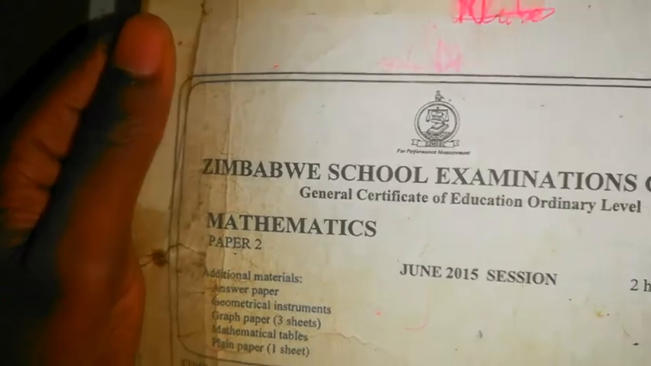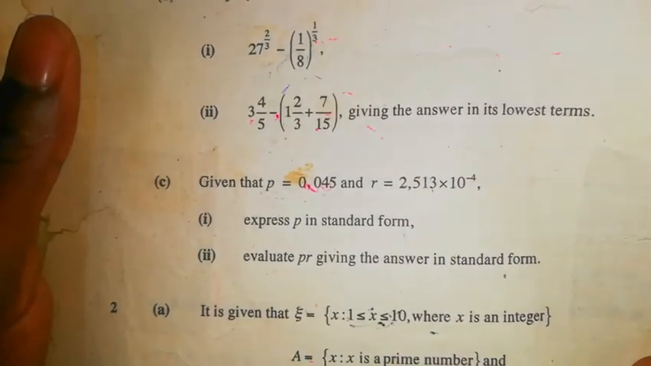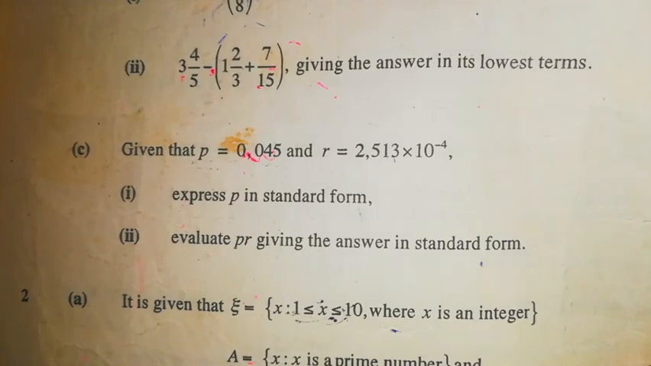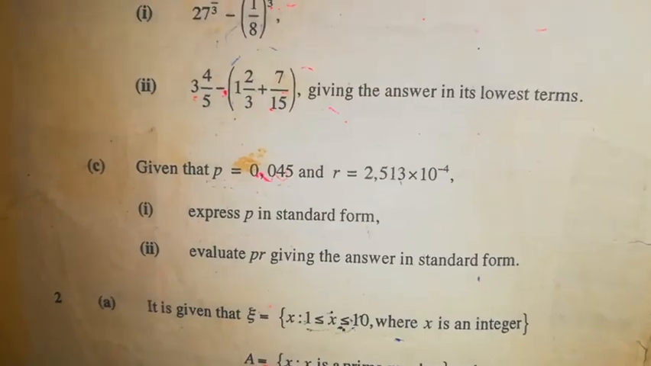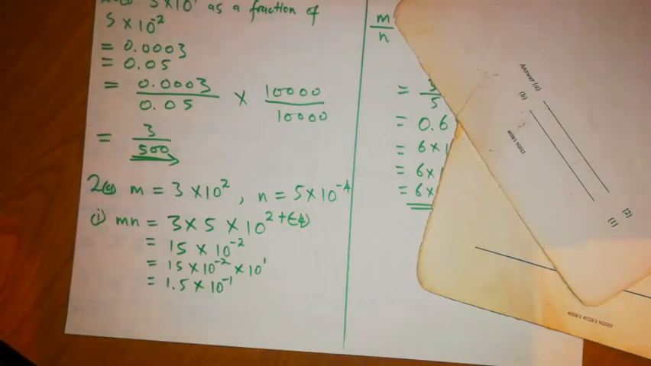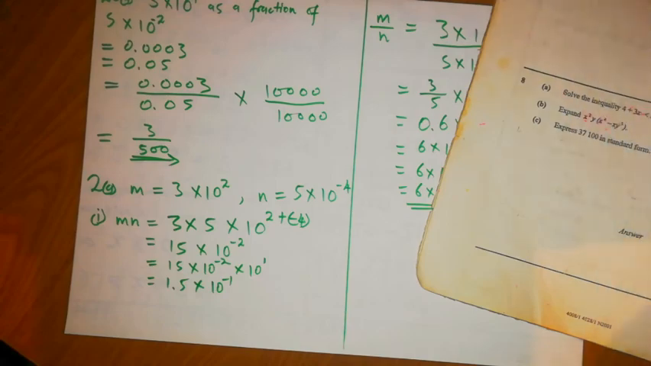Then the other one is June 2015. There is the question number 1C. Given that P equals, that is the question that you have to practice on. So that is the question you have to do for the sake of practice.